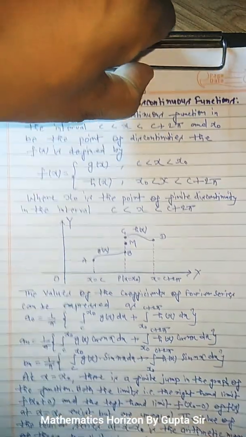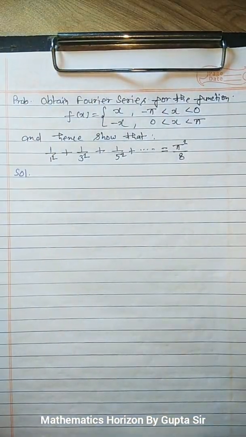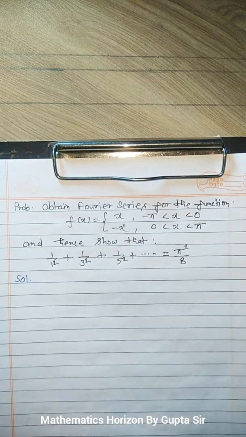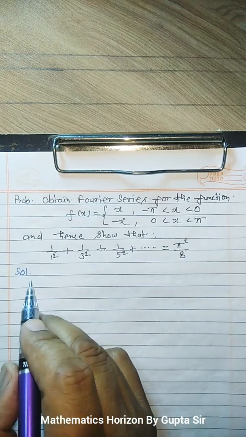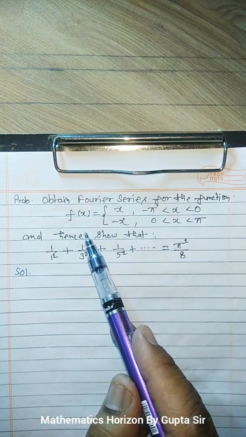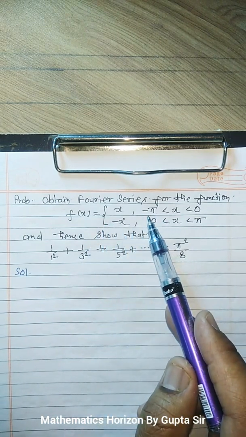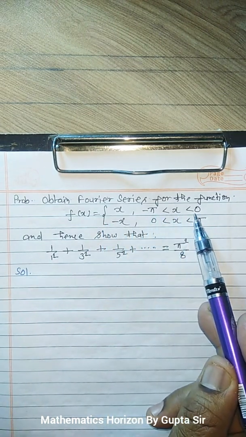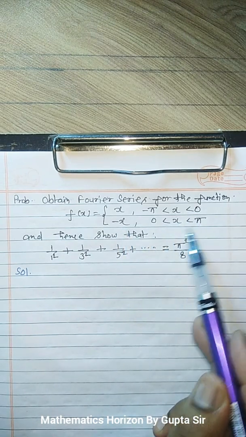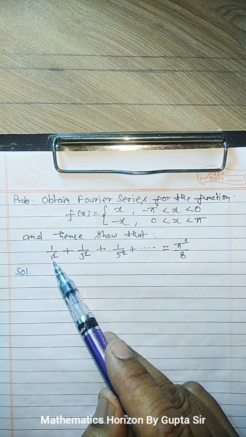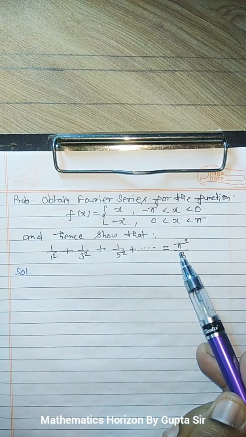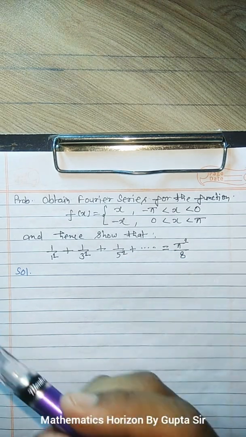Let us have a problem for a discontinuous function. Obtain a Fourier series for the function f(x) = −x in the interval −π < x < 0 and x when 0 < x < π, and hence show that 1/1² + 1/3² + 1/5² + ... = π²/8.